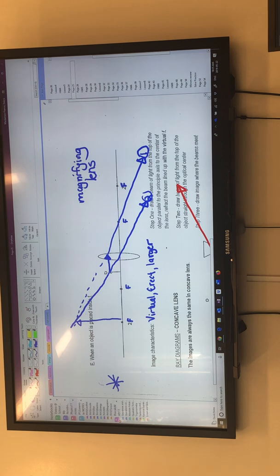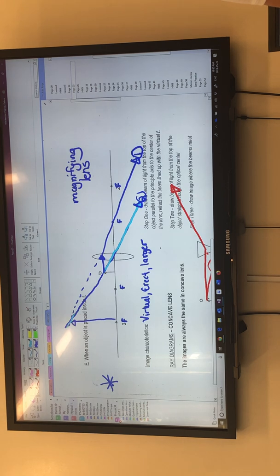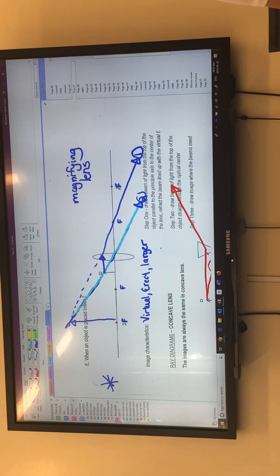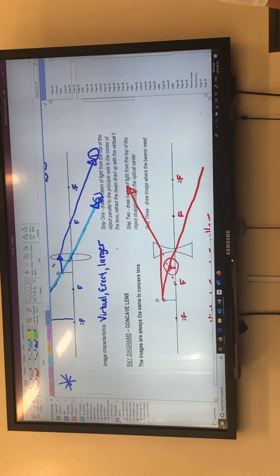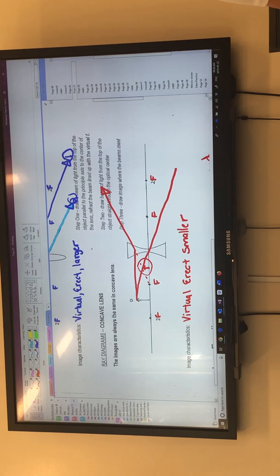So again, the second one goes straight through the middle, and then I can extend that. And that's how I get it, so that one will be one of the ones on the test, the second lens one, and here's the third lens one. This one is, again, a little tricky because people forget how to do this one. Concave lens, the ray bends out.